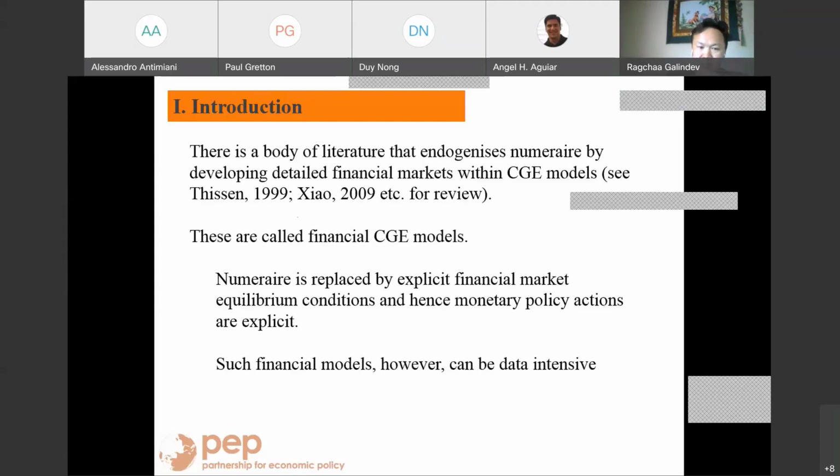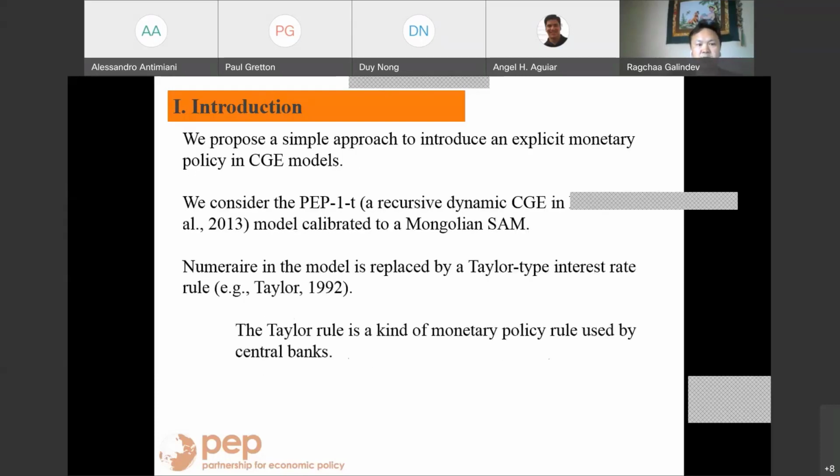The numeraire in those models is replaced by explicit financial market equilibrium conditions. As monetary policy actions are explicit, we know what the monetary policy is doing. But those models are actually quite data intensive. That's the downside of this approach. Here, we are trying to propose a very simple approach to introduce an explicit monetary policy in CG models.